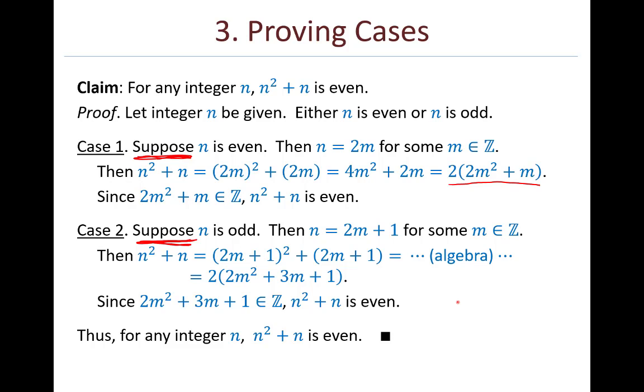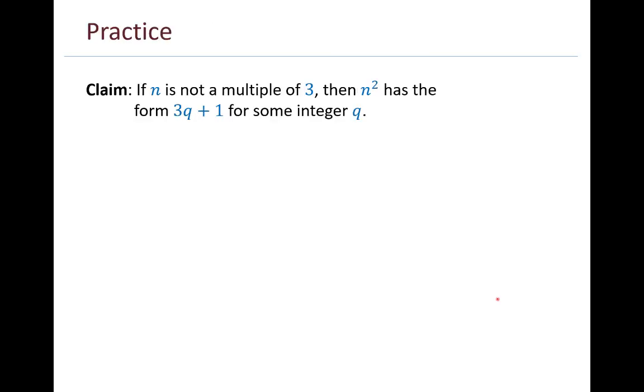Let's see if you can do a proof by cases in this example. Here's our claim. If n is not a multiple of 3, then n squared has the form 3q plus 1 for some integer q. Give it a try, pause the video, and then start up again when you are ready to check your answer.